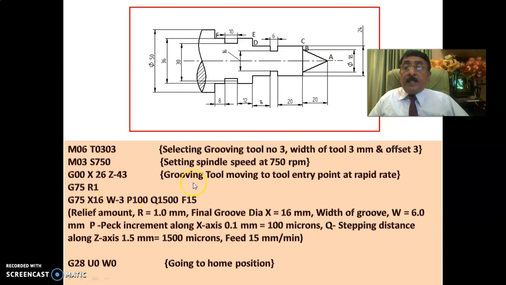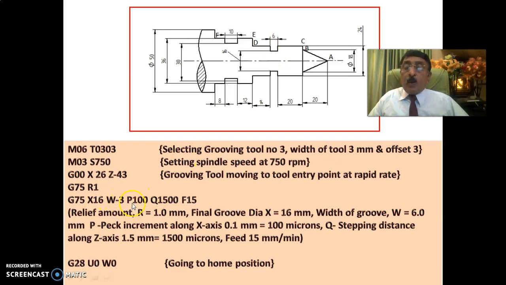W minus 3 means, once it cuts, since the width of the cutter is 3 mm, you give W minus 3. Did you follow? 3 mm it would already have cut, another 3 mm it has to do. If the width of the groove is 9 mm, I would have given W minus 6 here. Had the width been 12 mm, I would have given W minus 9 here. Anyway, now it is 6 mm, 3 mm it cuts anyway, another 3 mm it has to go.